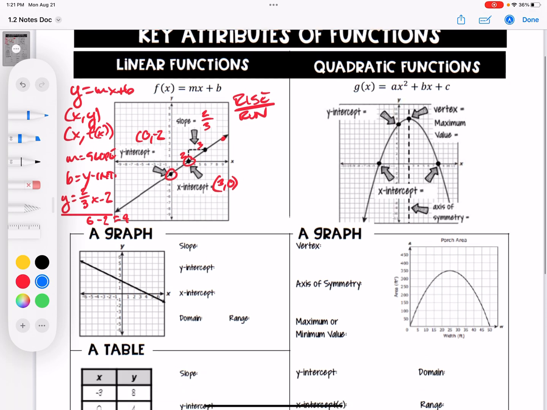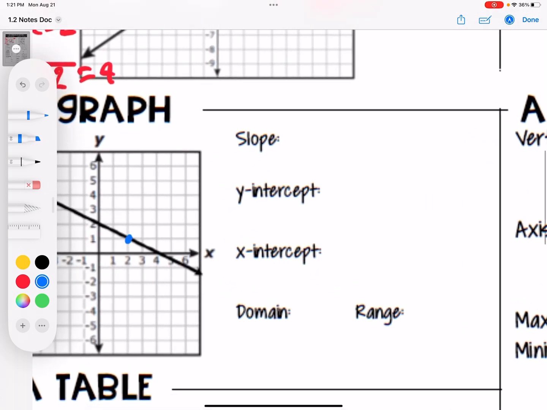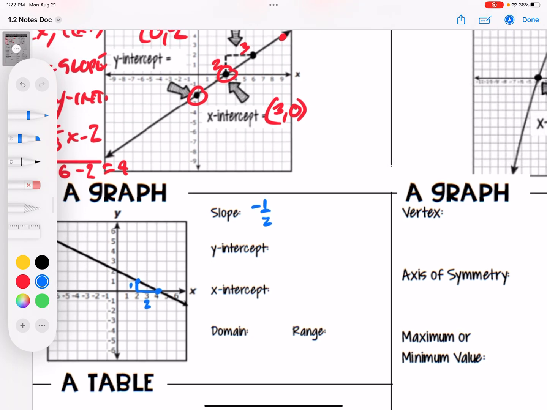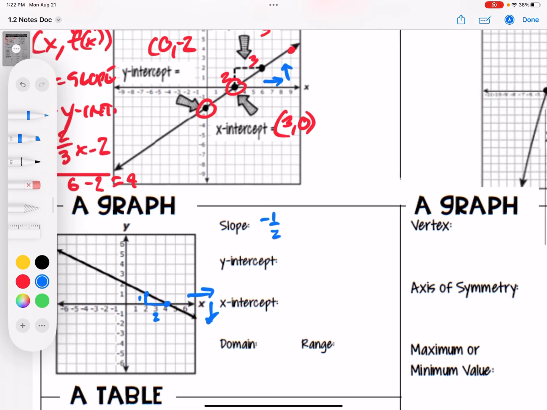Now, looking at it in different ways, here's another example. The slope of this one, if we do rise over run, pick 2 points that are on the grid, and you can see that it goes down 1 over 2. So this slope is -1/2 because as x is increasing, y is decreasing. They're doing opposite things. Over here, as x is increasing, y is increasing, so that's a positive slope.